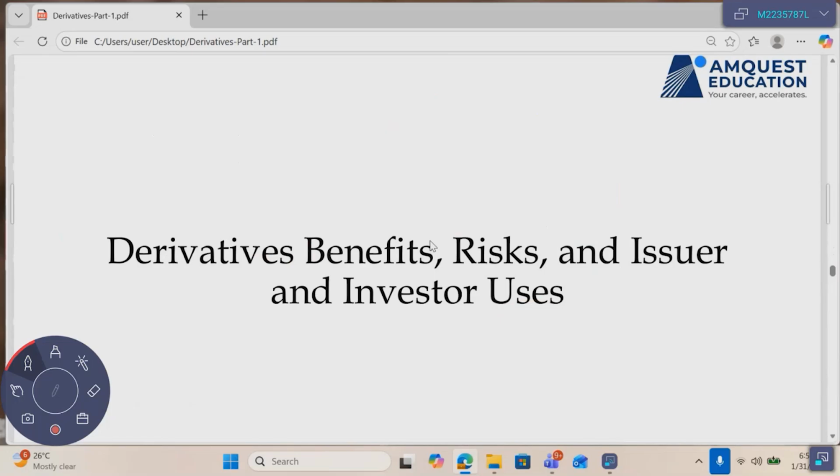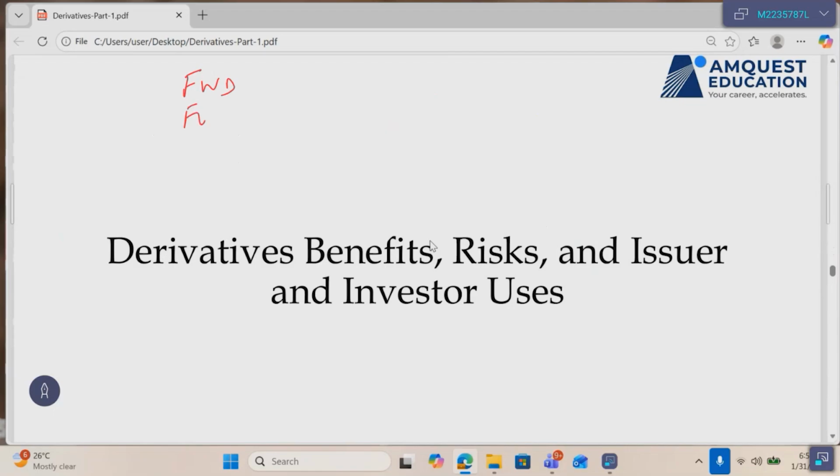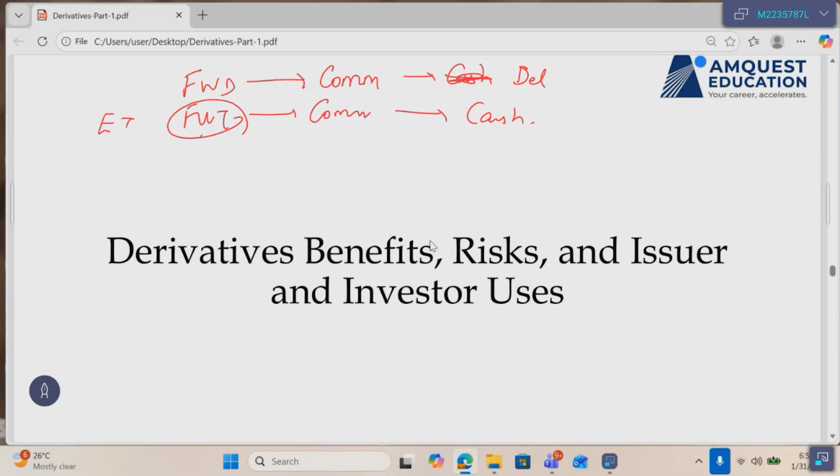So quick recap. We did derivatives, we did forwards, we did futures, right? Forwards are commitments, right? Even this is a commitment, but in a forward, you're doing settlement by delivery. In a future, you are settling by cash, right? Future is traded on the exchange. Forward can be OTC, correct? But both of these are commitments.